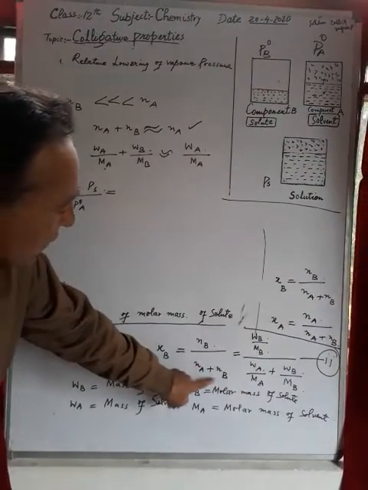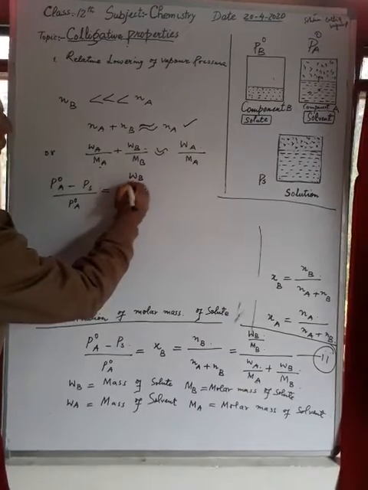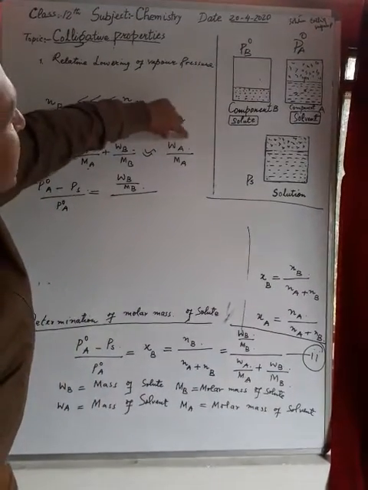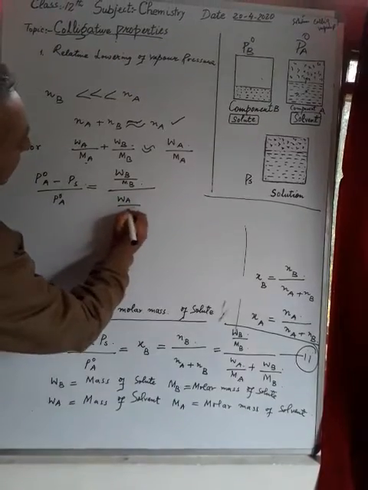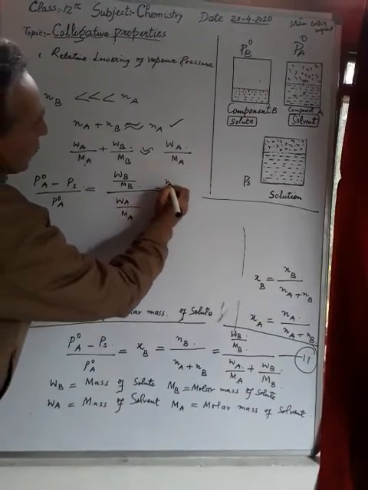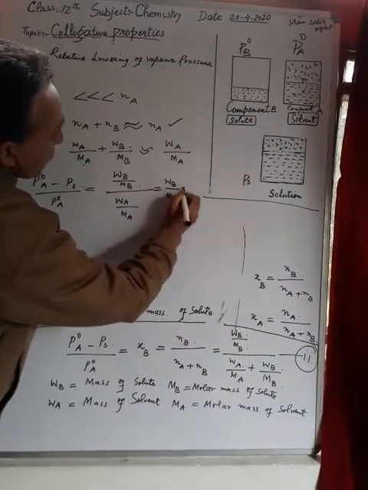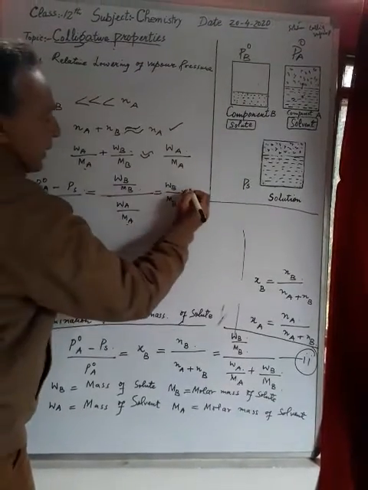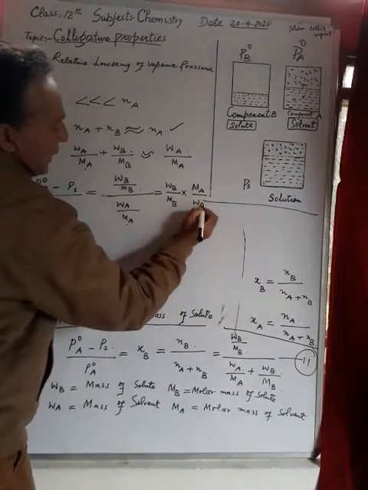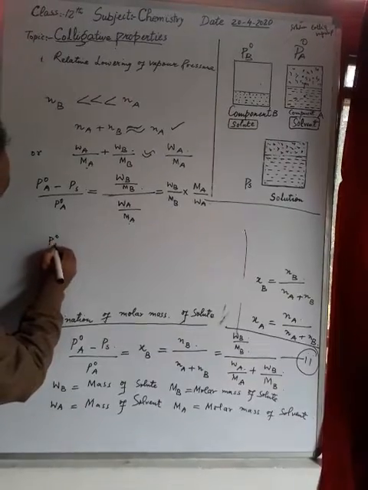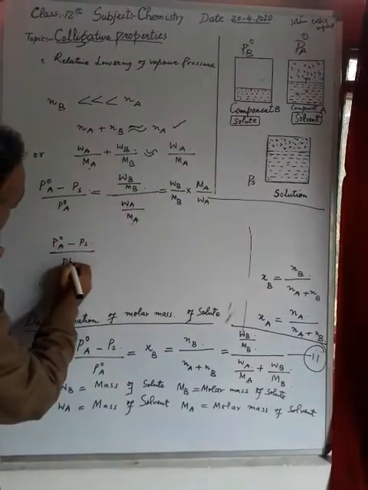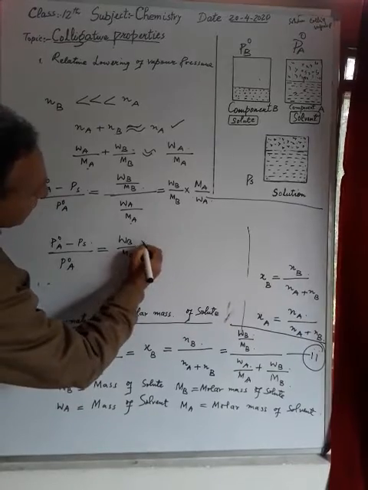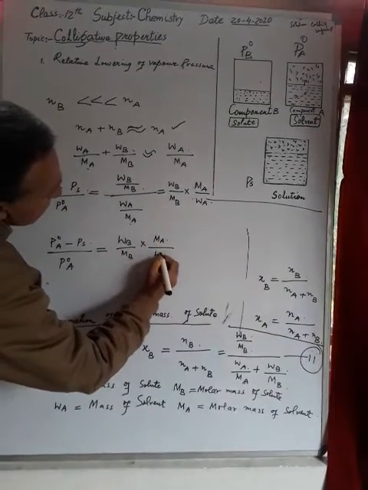XB, which is equal to NB divided by NA plus NB, which is equal to WB by MB, and this is approximately equal to WA by MA. This becomes WB by MB into, the numerator becomes the denominator and the denominator becomes the numerator, MA divided by WA. Or we can write (P naught A minus PS) divided by P naught A is equal to WB divided by MB and MA divided by WA.